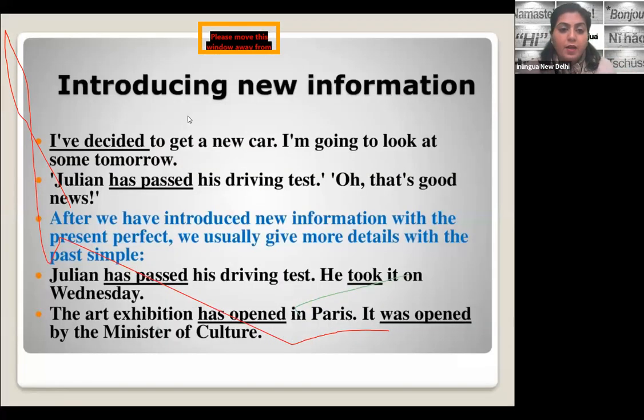Okay. Now, whenever you're introducing new information also, you can use the present perfect tense. I have decided to get a new car. You're announcing this to somebody. Julian has passed his driving test. Announcement.